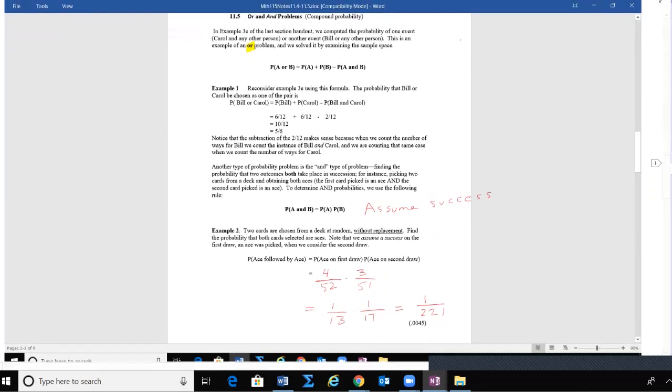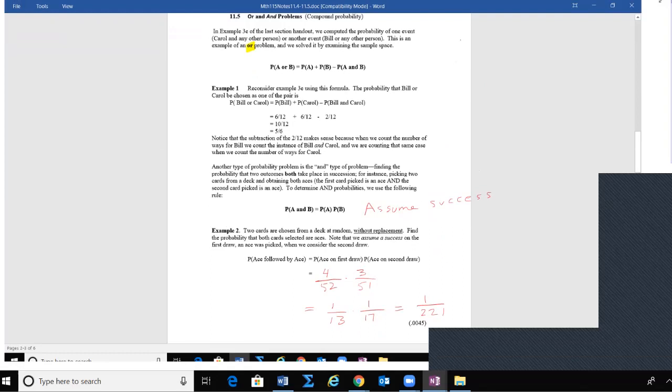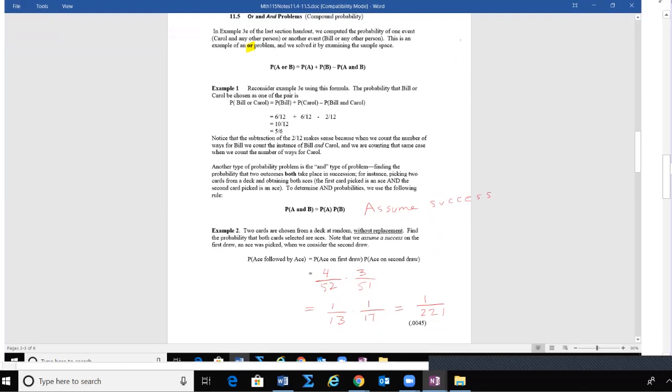Okay, next page here. In this case, we're going to look at "or" probabilities of problems. We know these to be called compound probabilities. The first thing is we're going to start with a formula here, and think about why this formula might be true.